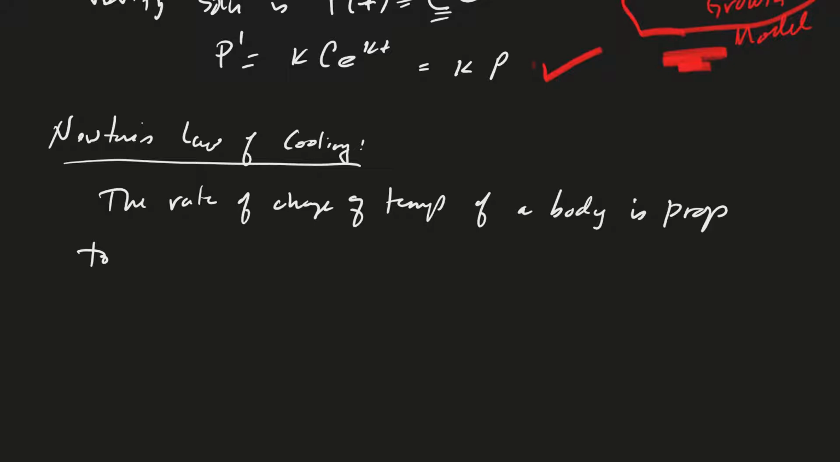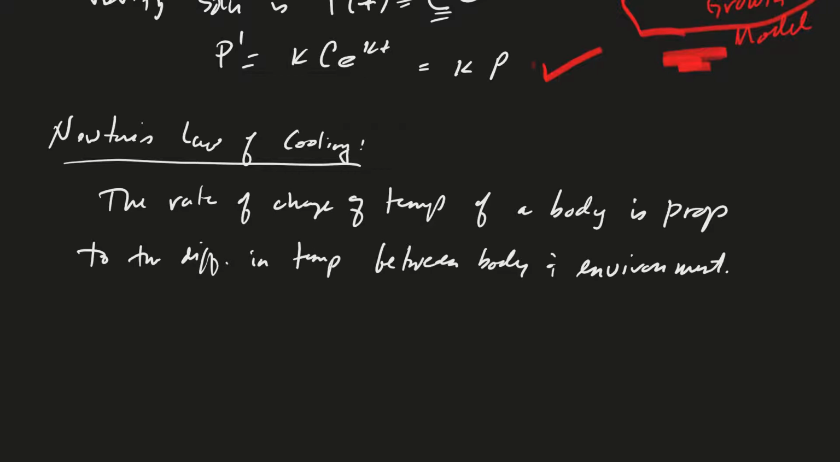If I have a hot cup of coffee in a cold room, for example, the temperature difference is going to be really big initially. So how fast do you think the coffee will cool down? Versus, suppose my coffee is approaching room temperature. How fast do you think it's cooling down then? I think you might agree with me that the rate of change of the temperature of the body is proportional to the difference in temperature between the body and the environment. Okay, and that is Newton's law of cooling.